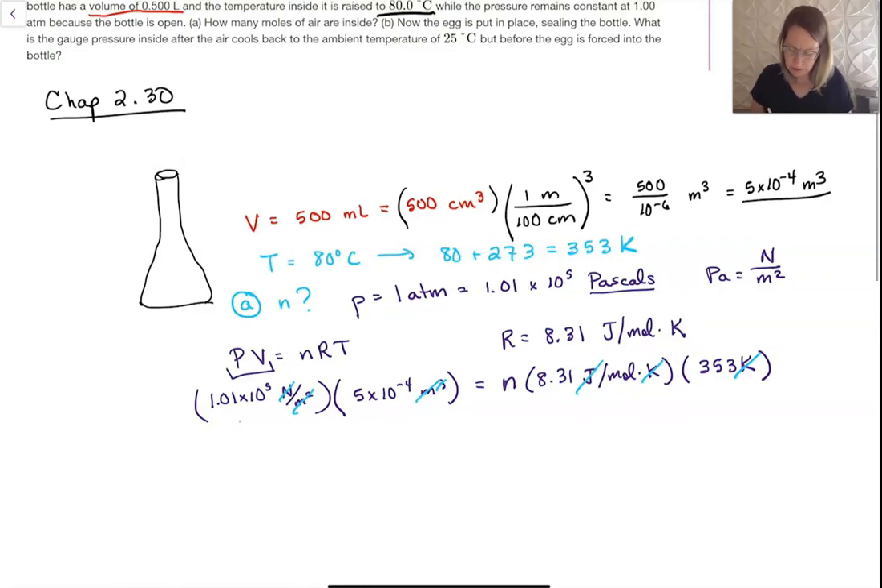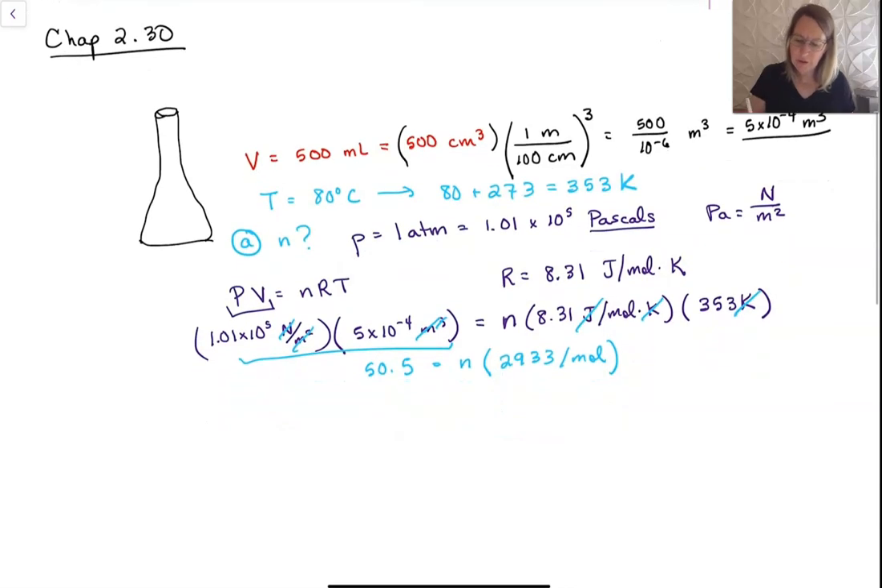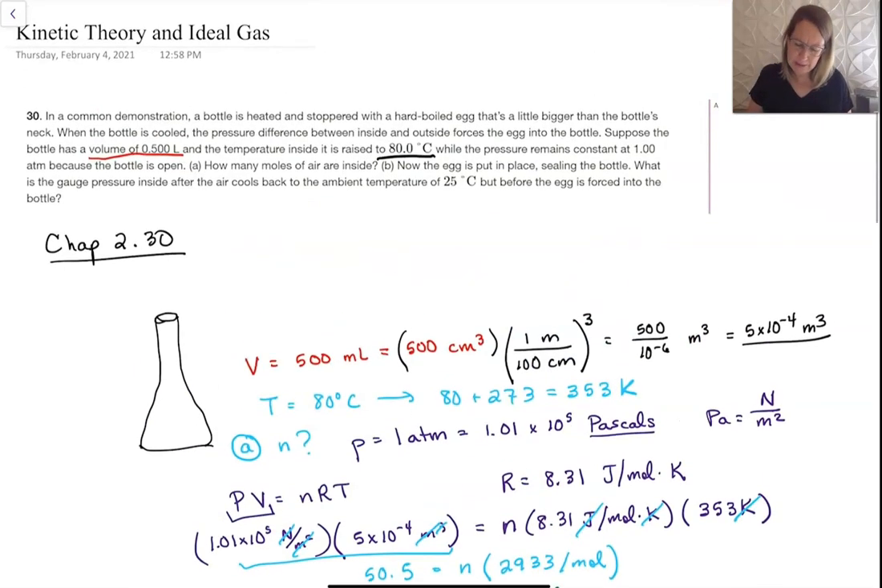And so this becomes 50.5 is equal to n times 2933 per mole. So if we divide both sides by this 2,933, we get a number of moles that's equal to 0.017 moles. Okay, so that's how many moles of air is in this flask if we assume that it is an ideal gas. Okay, that's part A.